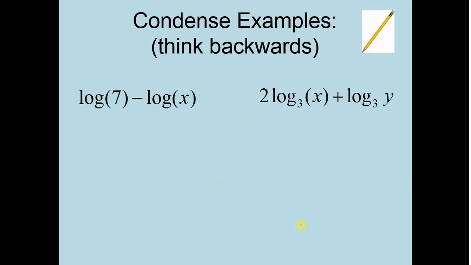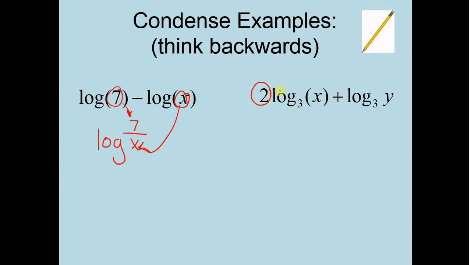Now, condensing, working backwards. I think these are a little harder sometimes. So, I have log base 7 minus log base x. So, instead of subtraction, the opposite of subtraction we said was division. So, I'm going to put 7 over x. So, the first guy goes on top, the second guy goes on bottom. Alright? What about this one?